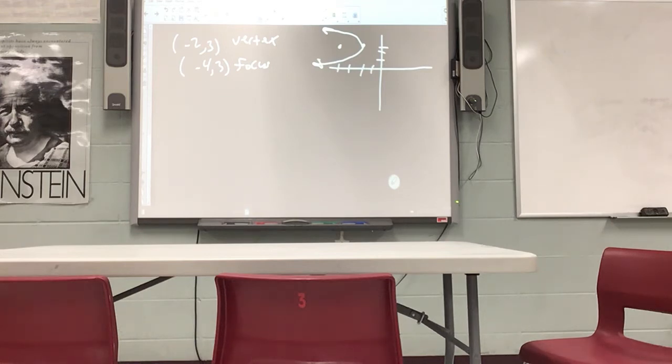Okay, so we are going to plug in y minus k squared equals 4p times x minus h. And that vertex is going to give us your h and your k. So we're going to have y minus 3 squared equals 4p times x plus 2. Very good. Now we have to find a p. No, remember only one of them squared on a parabola. How do you think we're going to find our p?